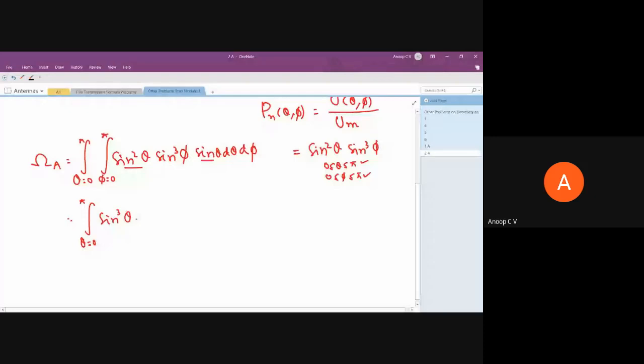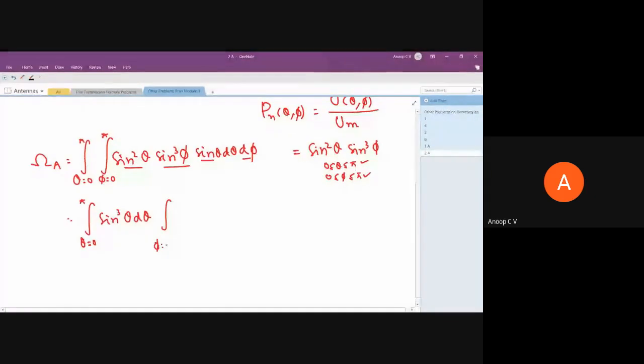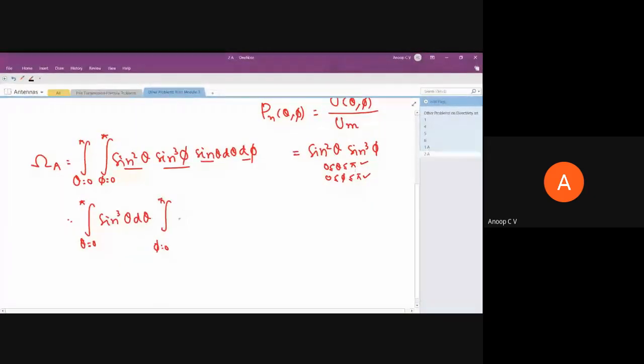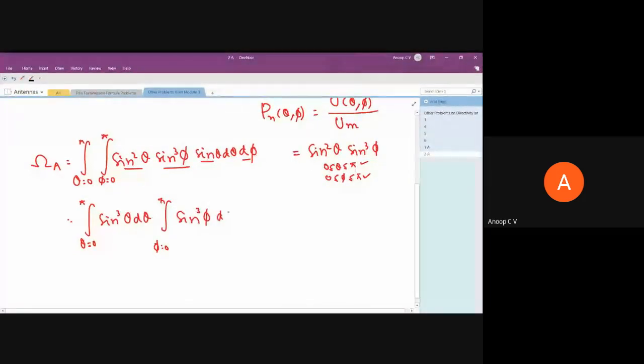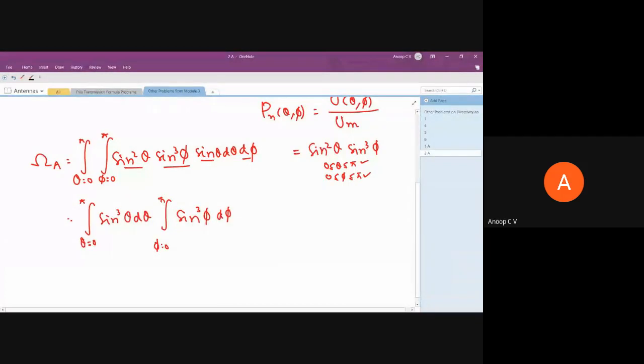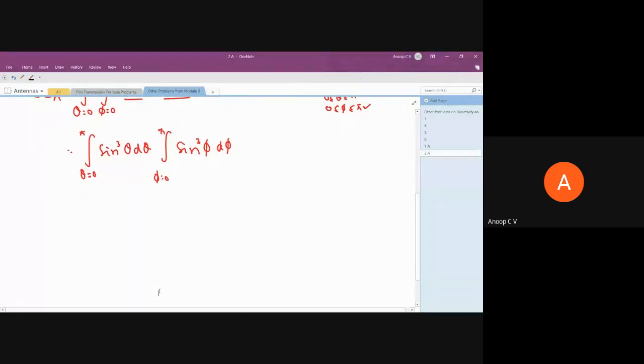Sine cube theta d theta, and the next integral is sine cube phi d phi, phi from 0 to pi. That's it. As it is a definite integral, you can evaluate it using a calculator. So what will you get if you evaluate using a calculator?